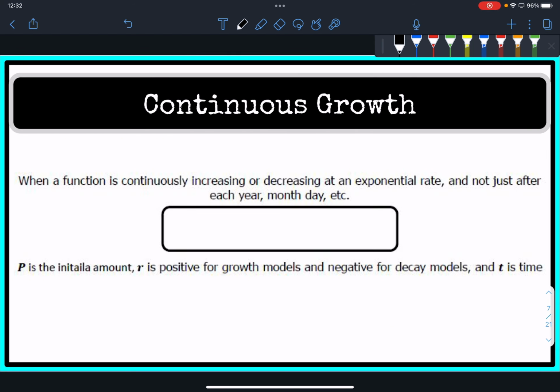Now, in some functions, when a function is continuously increasing or decreasing at an exponential rate, and not just after every hour, month, day, etc., then we say that it has a different function, and the function is referred to as a continuous growth or continuous decay. This function is modeled by this equation. It uses, again, the value of P, which is the initial amount.